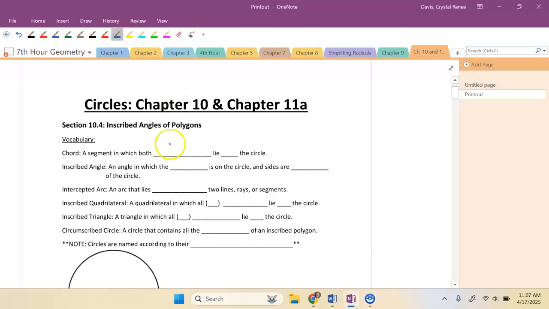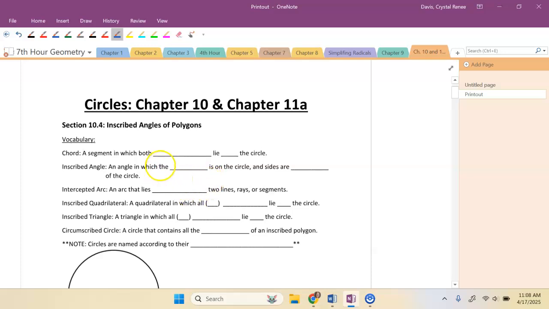So after your quiz, you should be taking these notes on your own, and then there's going to be a Big Ideas Math homework that goes along with it. Okay, so we're actually jumping to section 10.4. We're not going to do all the sections in chapter 10. We're only going to do a couple, 2 or 3, and then we're going to do the first few in chapter 11, put those together.